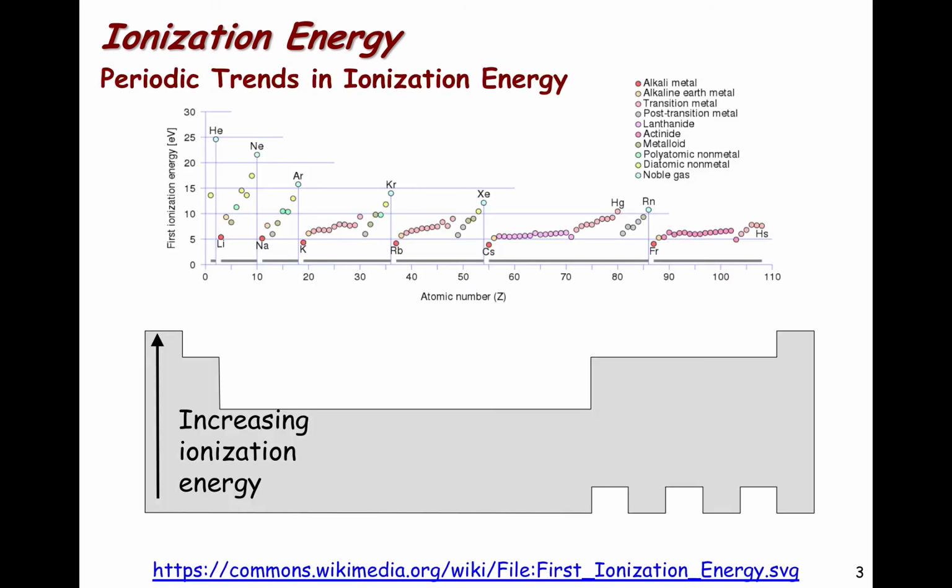Shown here is a plot of the first ionization energy for the various elements on the periodic table. You see on the x-axis the atomic number for each of the elements, and on the y-axis the first ionization energy in electron volts, which is also an energy unit.